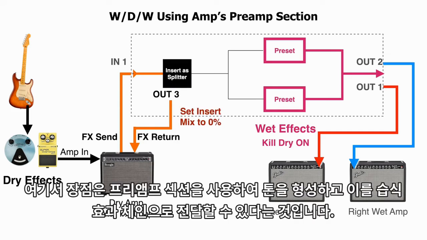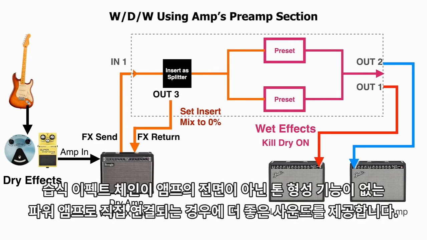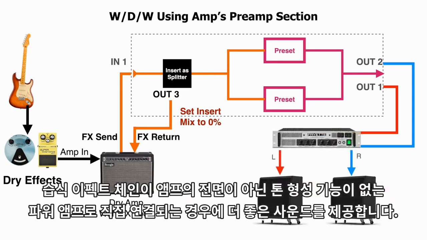The advantage here is we get to use the preamp section to shape our tone and pass it on to the wet effects chain. This sounds better in cases where the wet effects chain is not going to the front of an amp, but rather directly to a power amp that does not have any tone shaping capabilities.